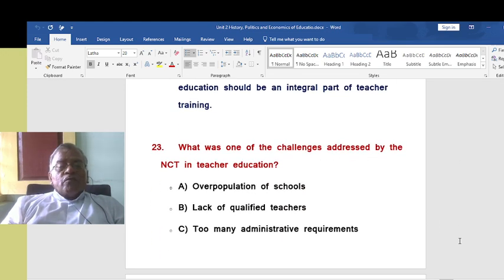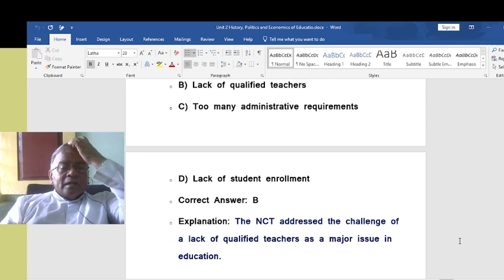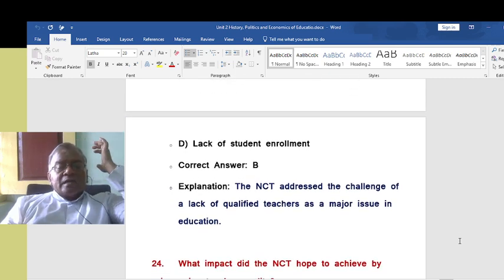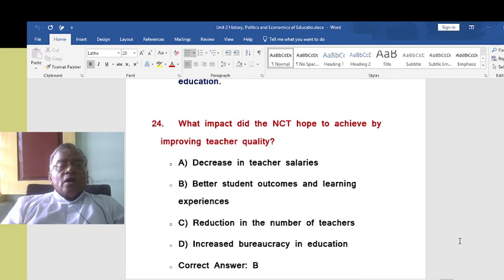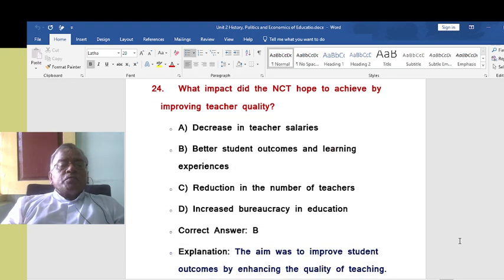What was one of the challenges addressed by the NCT in teacher education? That is, NCT addressed the challenge of lack of qualified teachers, a major issue in education. What impact did the NCT hope to achieve by improving teacher quality? That is, better student outcomes and learning experience.